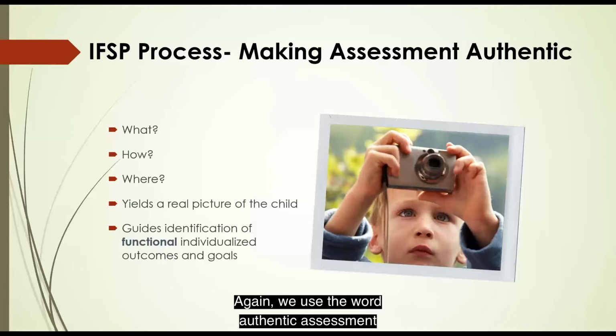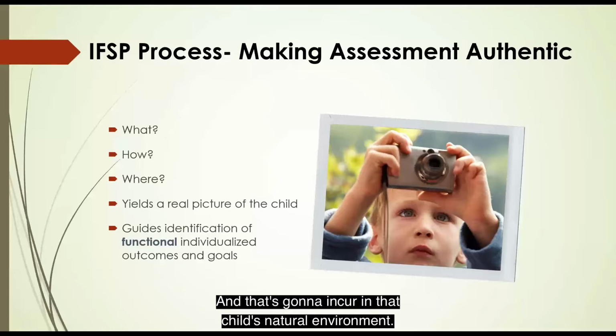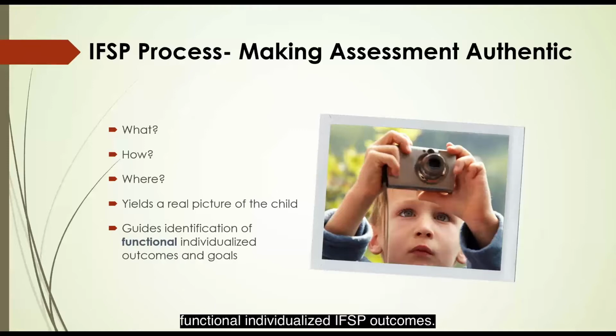Again, we use the word authentic assessment a lot in Ohio's EI system. And that authentic assessment is going to answer the questions what, how, and where. An authentic assessment captures a real picture of the child, and that's going to occur in that child's natural environment. It's going to help guide functional, individualized IFSP outcomes. Again, it's about that child in their everyday natural environment.